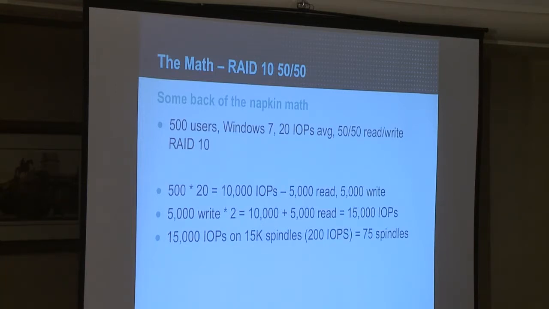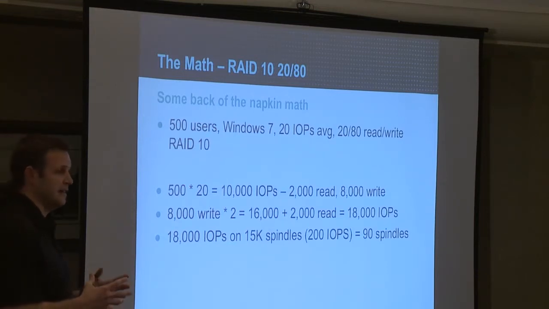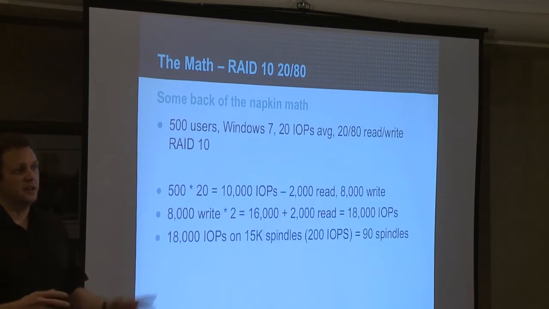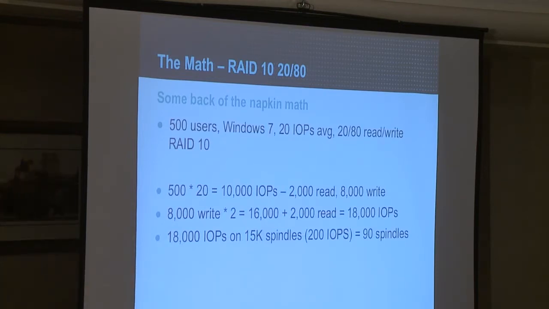So I don't know that I believe in a 50-50 read-write mix. Let's say we start tweaking that number a little bit and see how the math changes. So now we change this math to 500 users running Windows 7, 20 IOPS average, but we've changed the read-write mix to be 20% read and 80% write on RAID 10. So basically the same example we had in the previous slide, but with a much heavier write I/O mix.